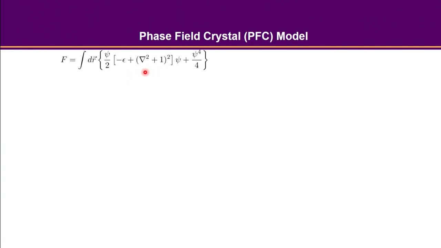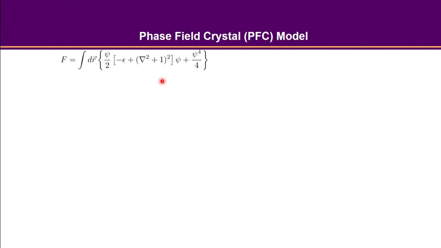It's a Laplacian plus one, squared. So it gives you a higher order of Laplacian, right, if you compare to the phase field model. But what this kernel does is actually quite important, because if you assume psi is a function of space and time, this kernel prefers to form a characteristic length scale.